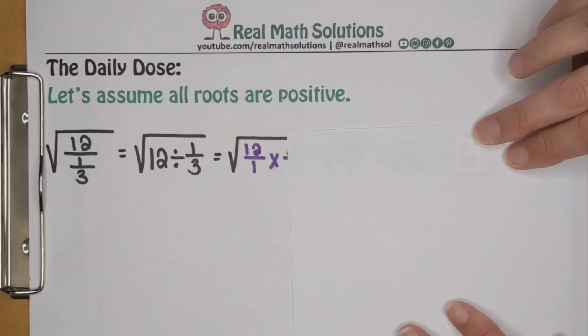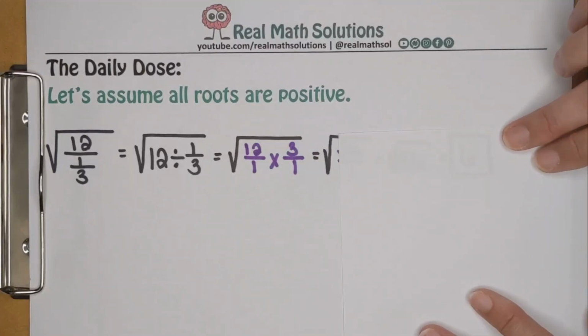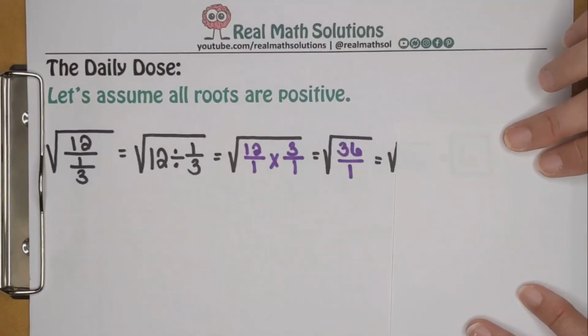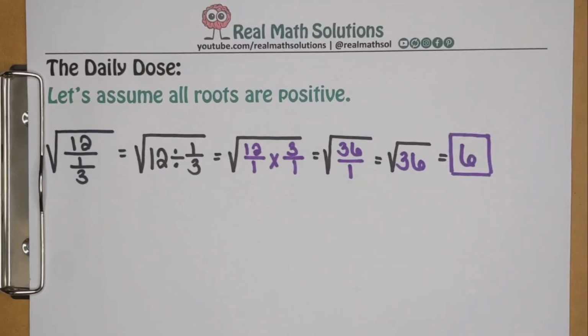Well, now I can make 12 into a fraction and multiply by the reciprocal, so I have 12 over 1 times 3 over 1, which gives me 36 over 1, which simplifies to just 36. When I take the square root of 36, that tells me my final value is going to be 6.